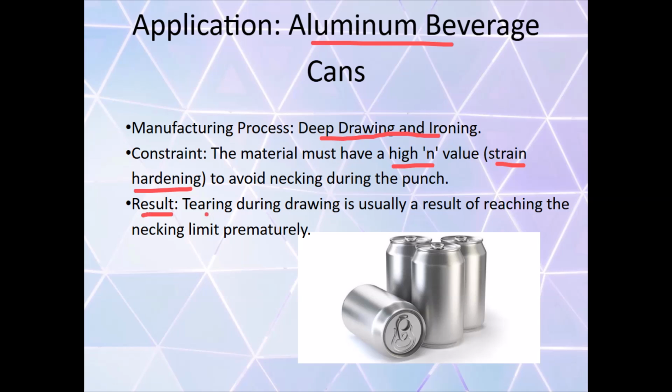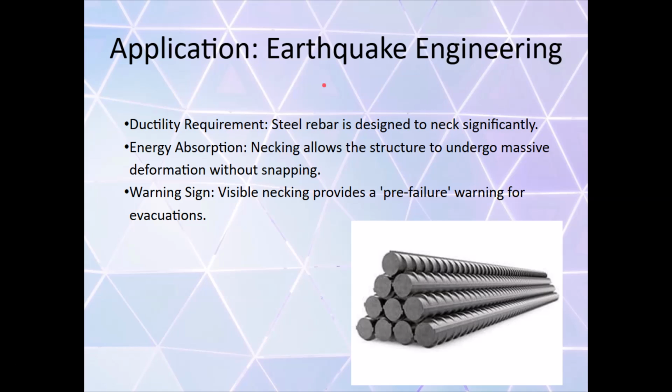So what is the result in producing aluminum beverage cans? Tearing during drawing is usually a result of reaching the necking limit prematurely. So in drawing, tearing occurs because the necking limit is reached prematurely. With this, we want a high n value.